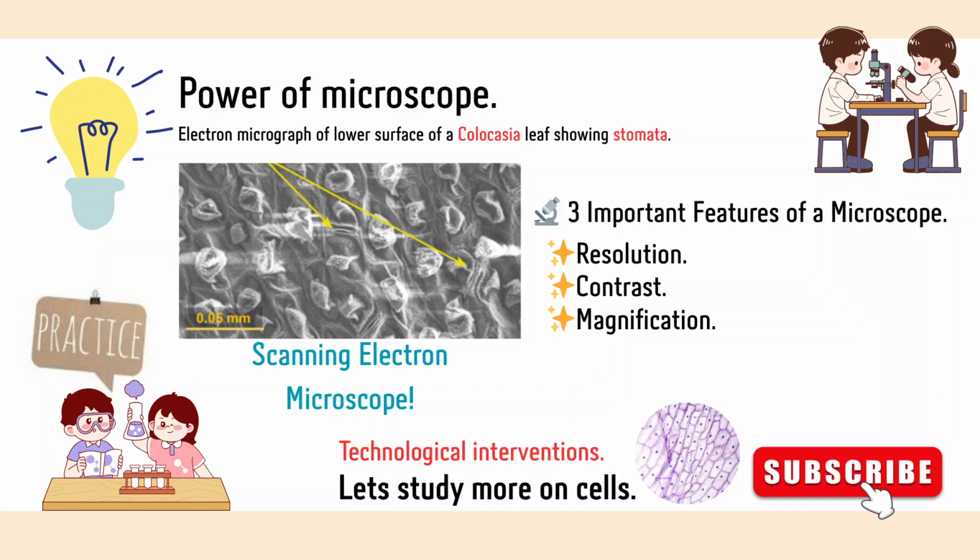Here you can see an image of the lower surface of a Colocasia leaf observed under a scanning electron microscope. This advanced microscope produces highly detailed images of surfaces, revealing structures that cannot be seen with an ordinary light microscope. We understand that technology, especially the microscope, has helped us learn about cells.